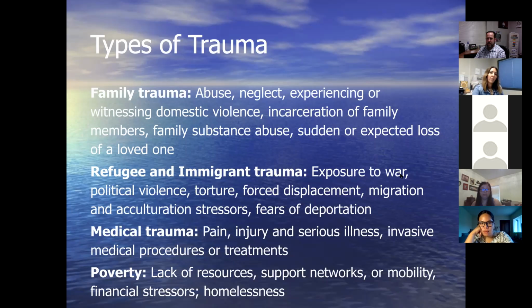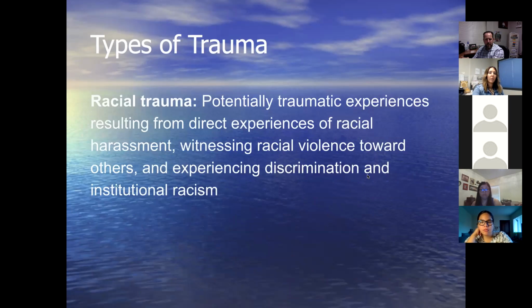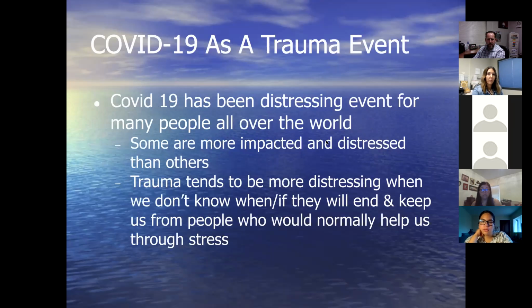Refugee and immigrant trauma. So the amount moving over, that type of exposure toward just the migration and acculturation process, feeling overwhelmed and scared. Medical trauma, poverty, and racial trauma. So I think that was mentioned earlier as well. So exposure to discrimination, institutional racism, having that traumatic impact, which is becoming more and more. There's a lot more awareness to this type of trauma that's happening in our society, and some really great movements around that. So these are just some examples of types of trauma.